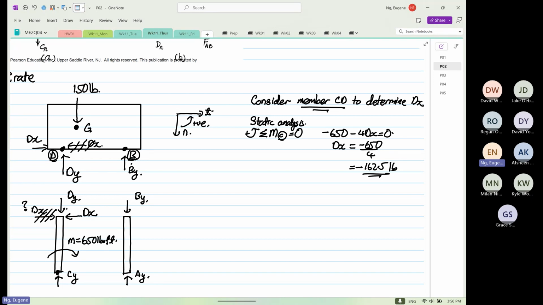For the first part, we are doing static analysis to determine what is dx first, because we don't know what dx is. That's why you have to do static analysis. Okay.